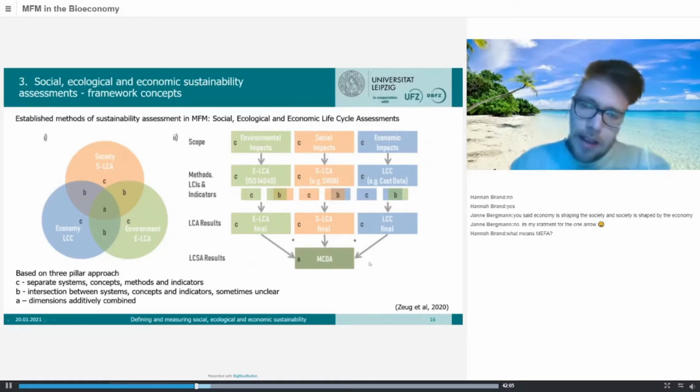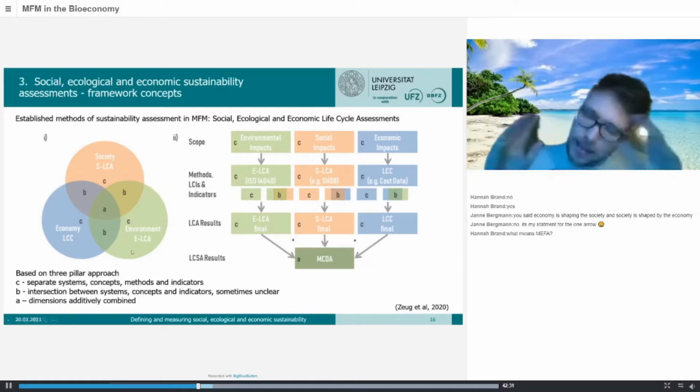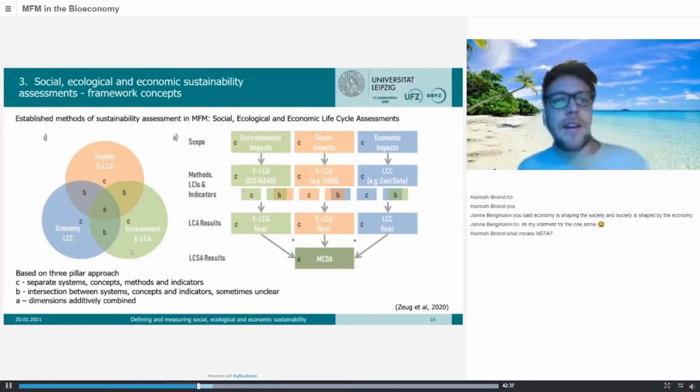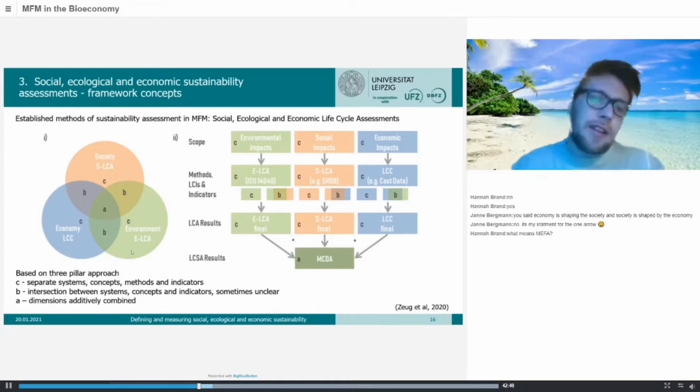And environmental, social, and economic LCA are three different methods. Why? This has practical reasons, but it also has theoretical reasons. And the theoretical reasons are that they are based on the three-pillar approach. They have three different methods because society, economy, and environmental things are thought of as different spheres which are somehow intersecting, but it's very unclear in the three-pillar approach what the relations are. And the relations are also very unclear between the three different life cycle assessment methods.